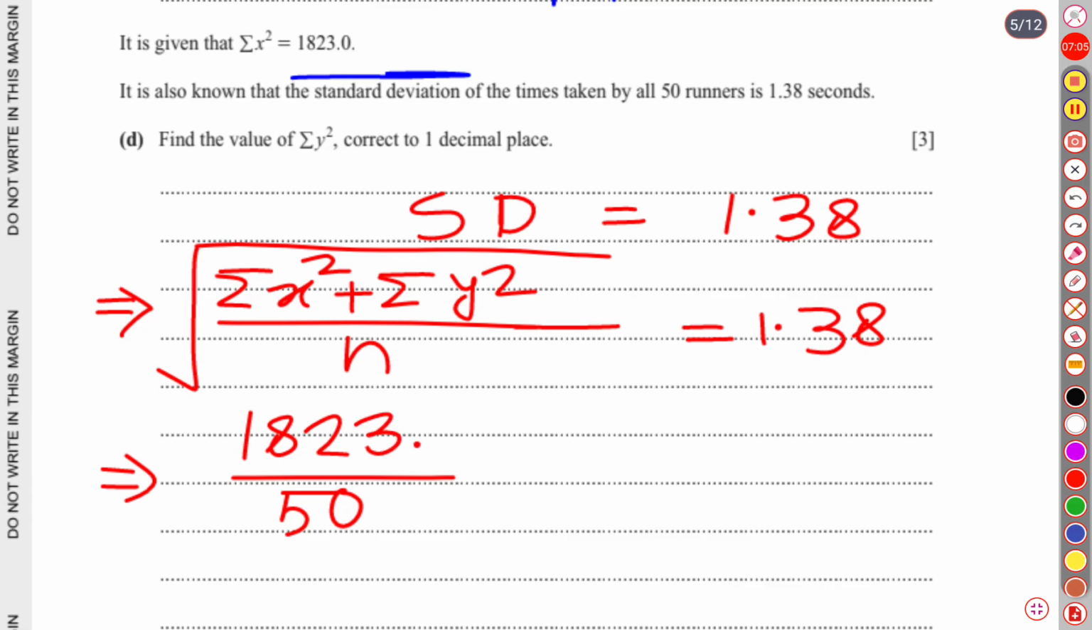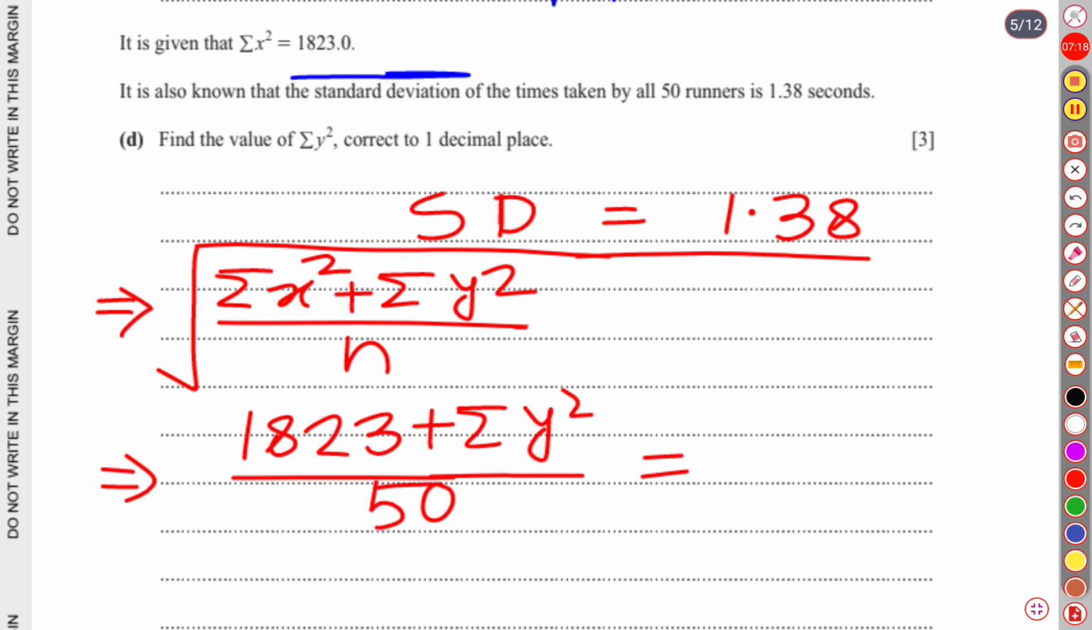1823. Sum of y square is to be obtained. Okay, so we will just leave it unchanged. Sorry, I made a mistake in writing the formula. The formula is sum of fx square plus fy square over n minus the square of the mean value.